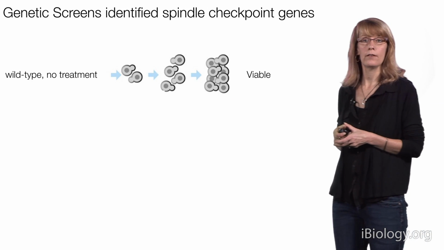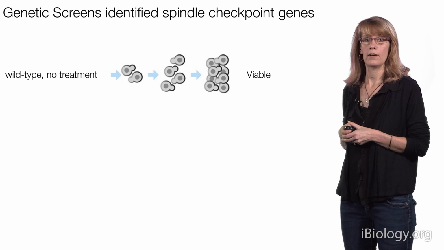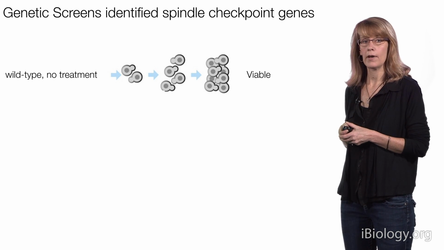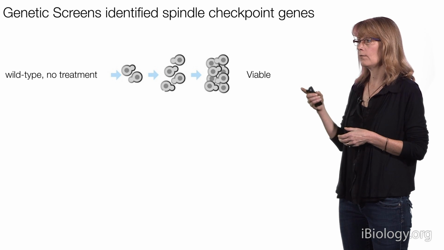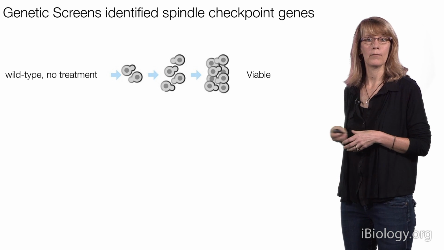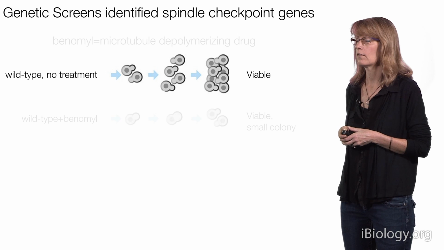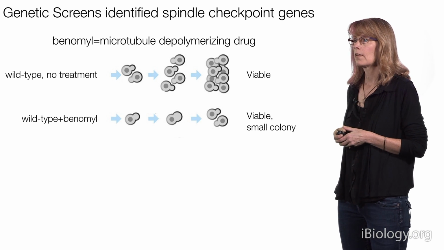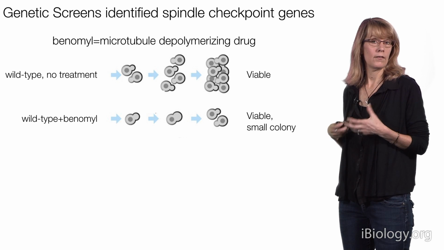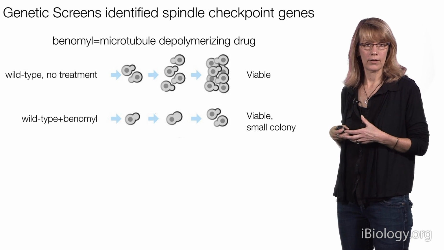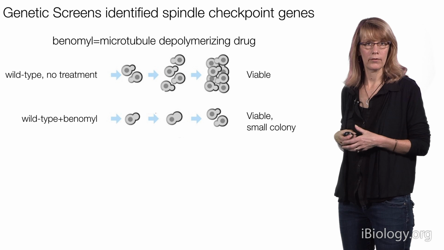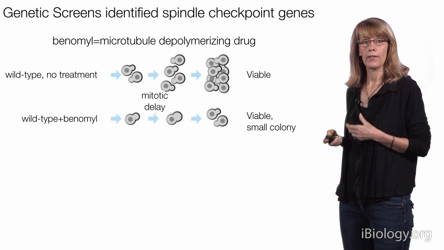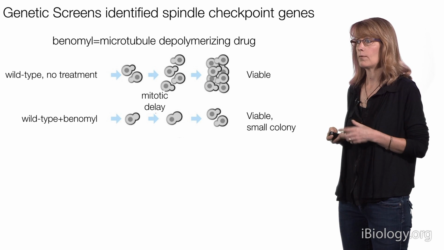Genetic screens from Andy Hoyt and Andrew Murray's labs originally identified the checkpoint genes. And the idea here is they used budding yeast as a model organism. As you know, the yeast will divide and make a colony when they're grown under normal conditions. If you add a microtubule depolymerizing drug such as Benomyl, this creates difficulty for the cell in making kinetochore-microtubule attachments because now the microtubules are less stable. And then there's a mitotic delay while the cell tries to make the proper attachments, and that's due to the spindle checkpoint.